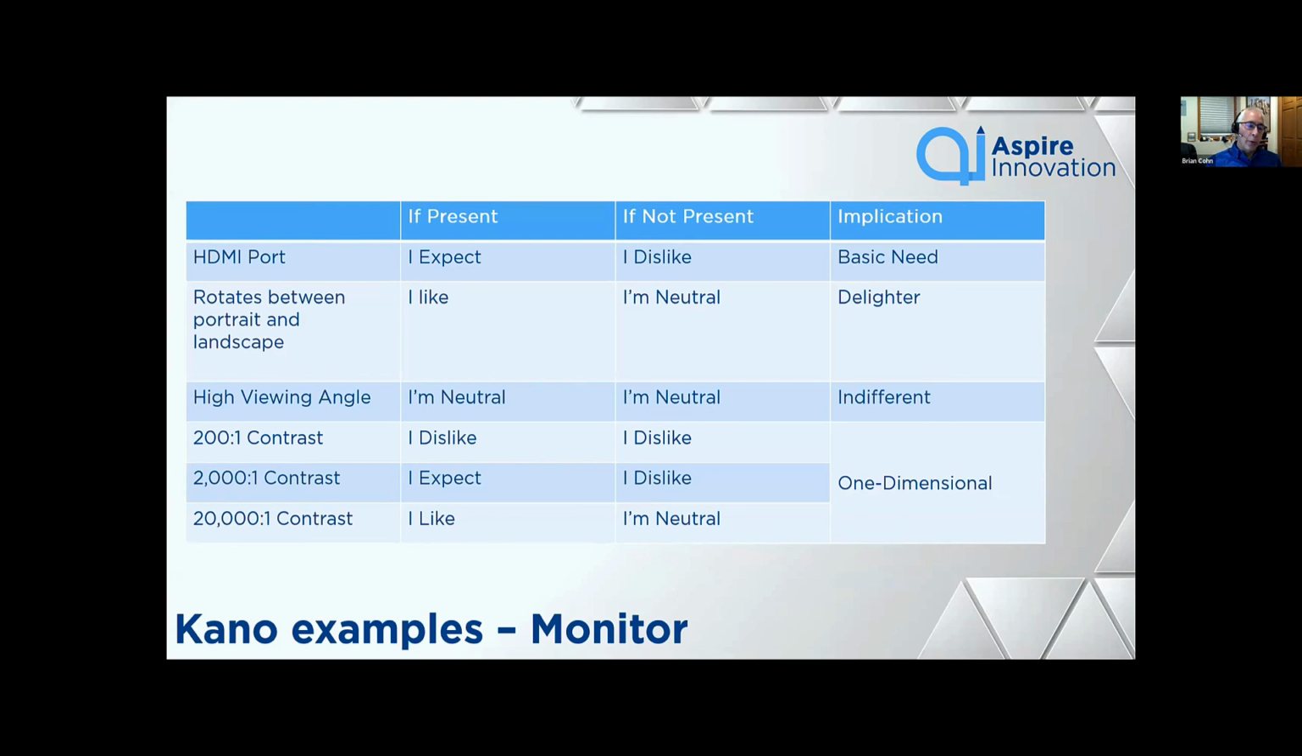If we have something that rotates between portrait and landscape, if it's not there, okay, I can live with that, but oh, hey, I really like that. That becomes a delighter. And if I'm really neutral on an attribute, whether it's there or not there, then it's indifferent and probably shouldn't be in your requirements. And then we look at the contrast ratio, and we can say, if it's below something, I dislike it, which means it doesn't satisfy anybody. As we get better, if we don't have that, I dislike it. If I do, maybe I expect it, and higher, I really like it. That's how we would identify something as being a one-dimensional feature or one-dimensional attribute or requirement.